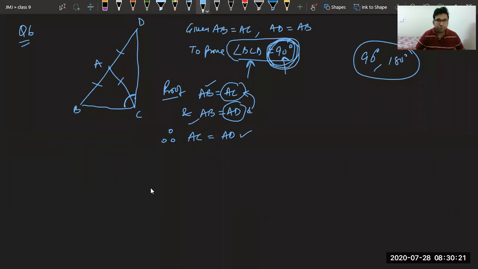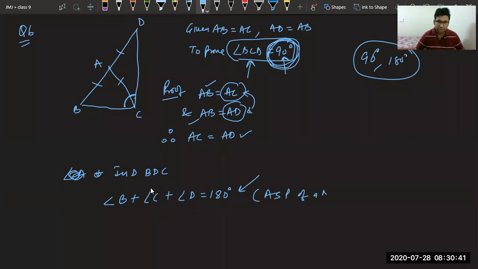Okay. Now see, in triangle BDC, angle B plus angle C plus angle D equal to 180 degrees. This should be the thought process, by the angle sum property of a triangle. Sir, if we know that AC is perpendicular, then it will be 90 degrees. Beta, it is not given to you that AC is perpendicular. You cannot take it from your side.